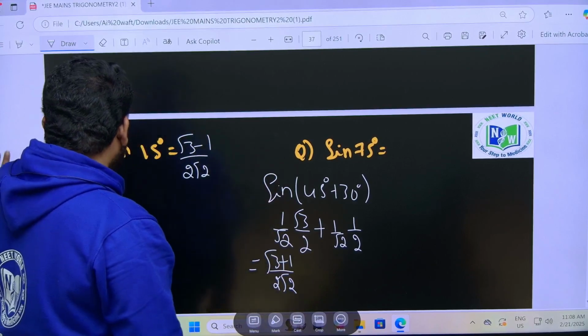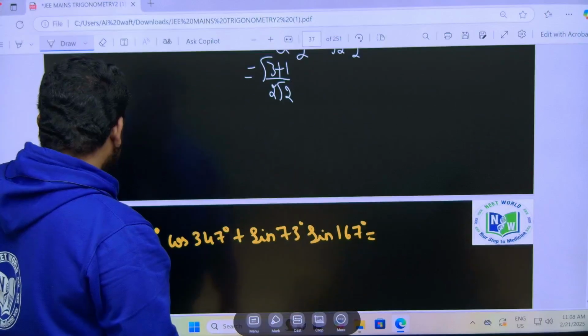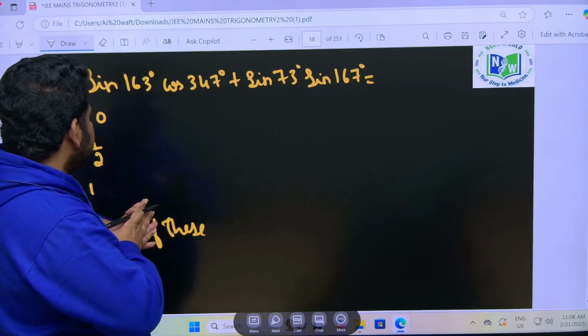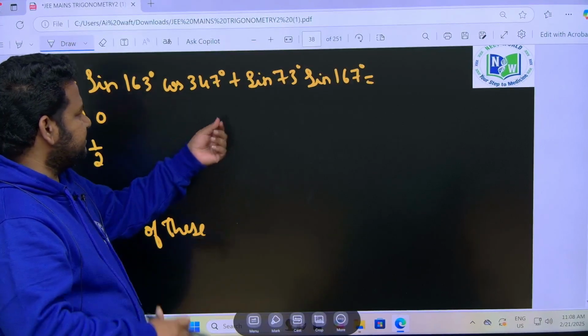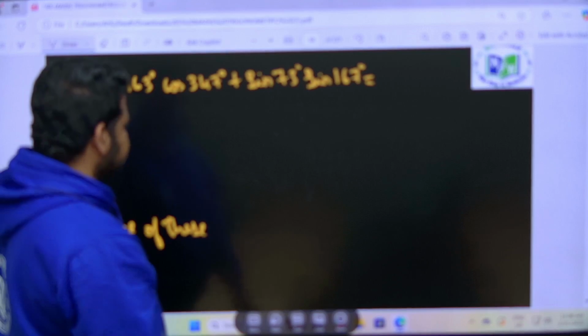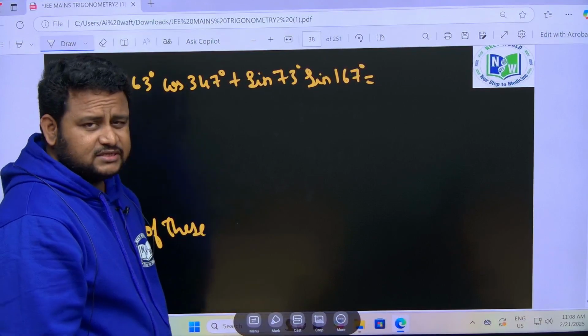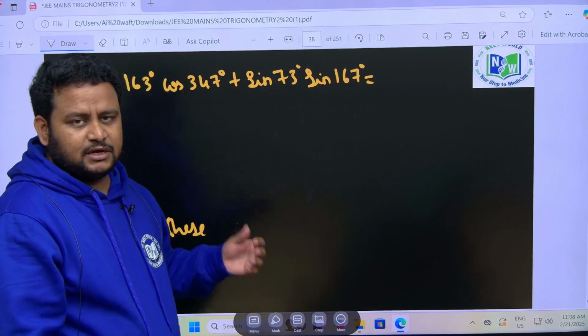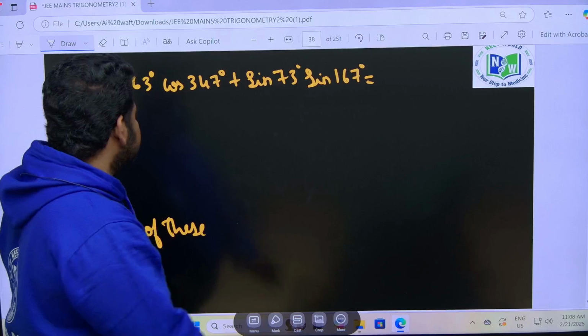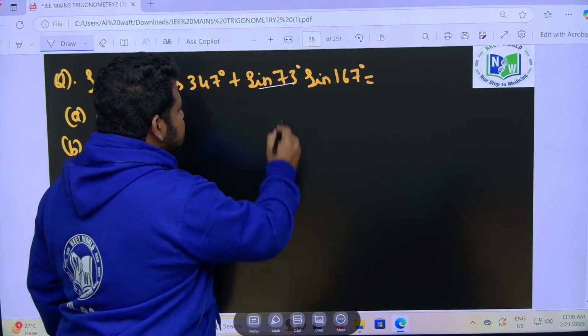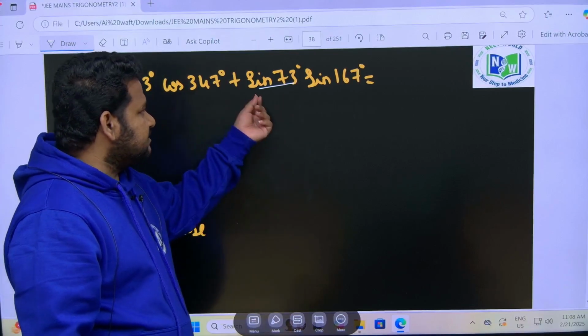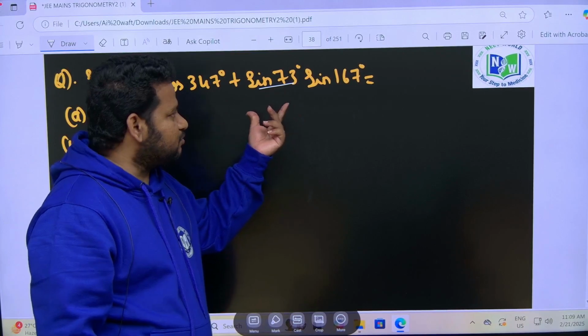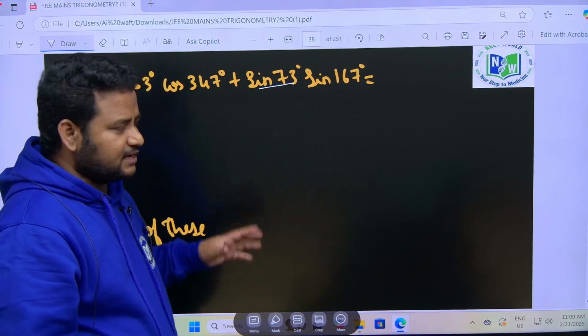Got it? Now, proceeding further, this is the question that they have given. Have a look at this question. Sin 163, cos 347, sin 73, sin 167. This is the question that they have given. So, always in such questions, you have to look for a smaller angle. Here, what is the smaller angle? The smaller angle is sin 73. But what about other angles? Other angles are bigger angles.